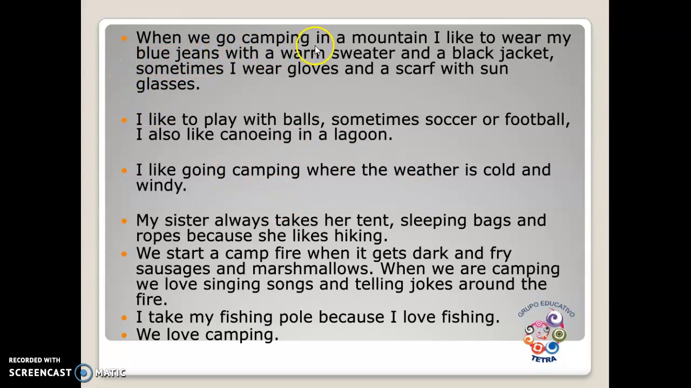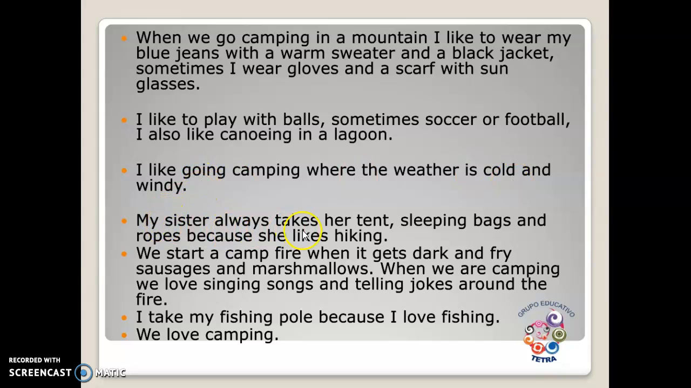When we go camping in a mountain, I like to wear my blue jeans with a warm sweater and a black jacket. Sometimes I wear gloves and a scarf with sunglasses. I like to play with balls, sometimes soccer or football. I also like canoeing in a lagoon. I like going camping where the weather is cold and windy.